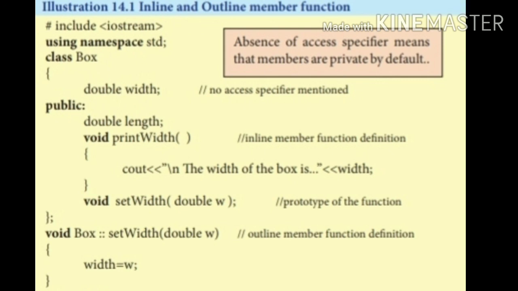After the termination of the class, void setWidth is defined using the scope resolution operator. So using the syntax void Box scope resolution operator and then setWidth(double w). Here Box is the class name, and the scope resolution operator is used. Why? Because we define the function outside of the class, so this statement is called an outline member function definition. Okay, within this function we use the variable width and then store the value of w in width.